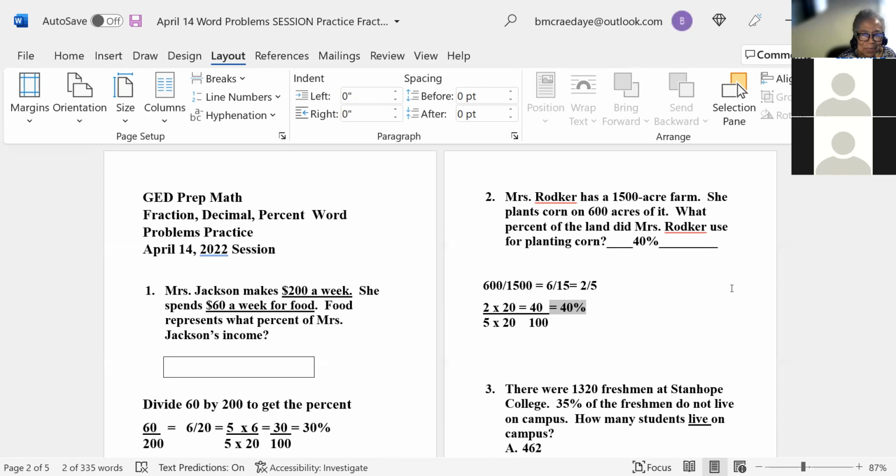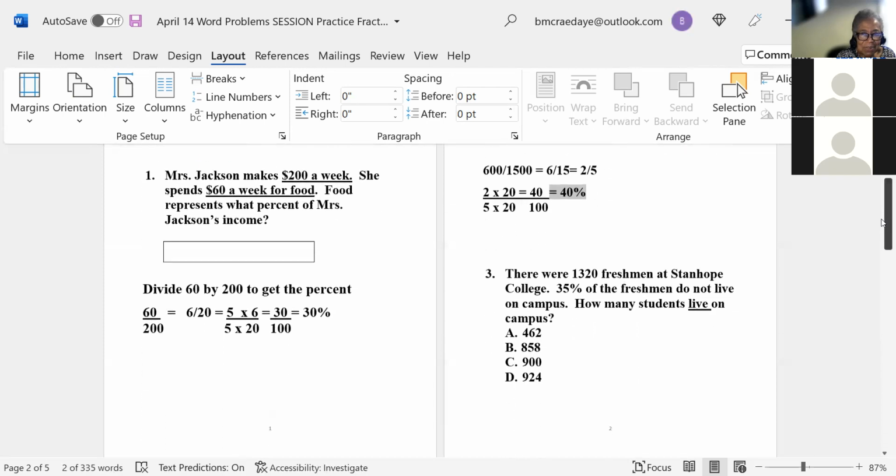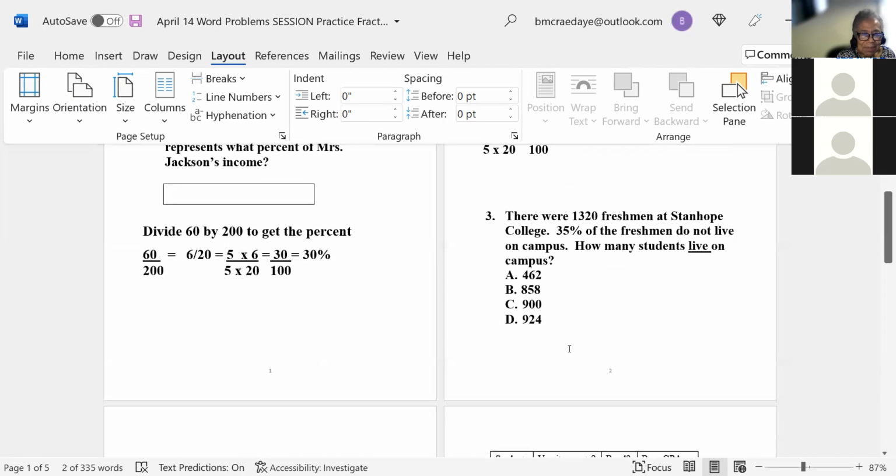Questions on number 2? Well, that means you're ready to do number 3. Read number 3, Vanessa, and solve it. There were 1,320 freshmen at Tam Hope College. 35% of the freshmen do not live on campus. How many students live on campus?